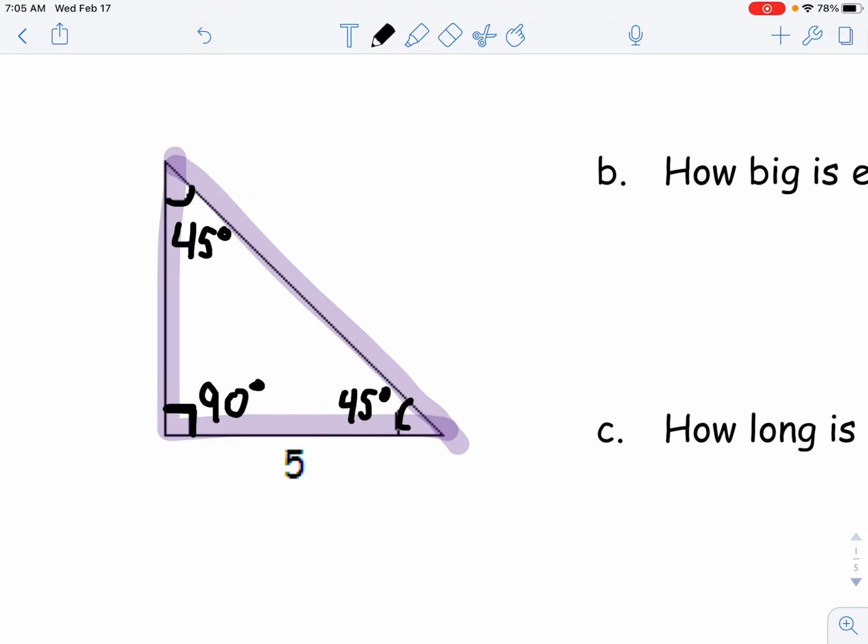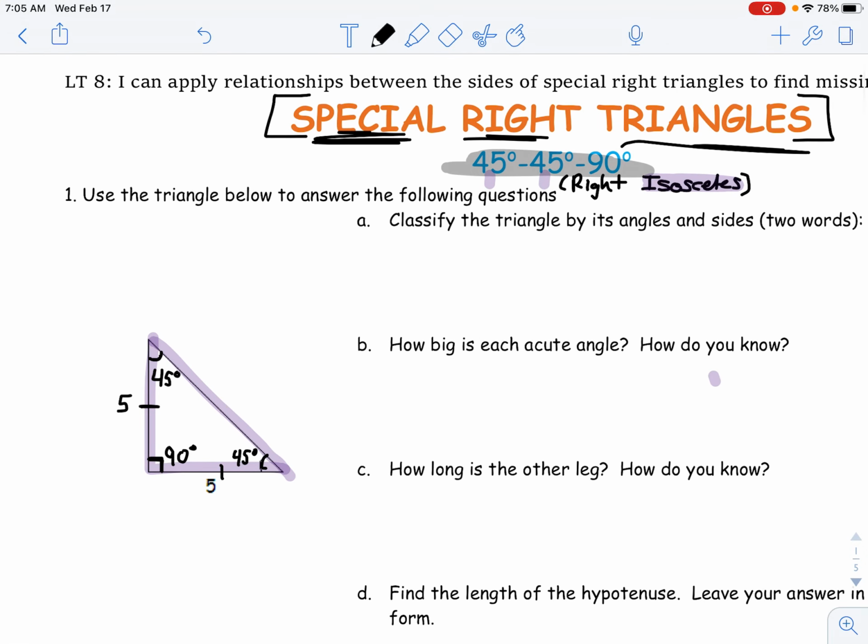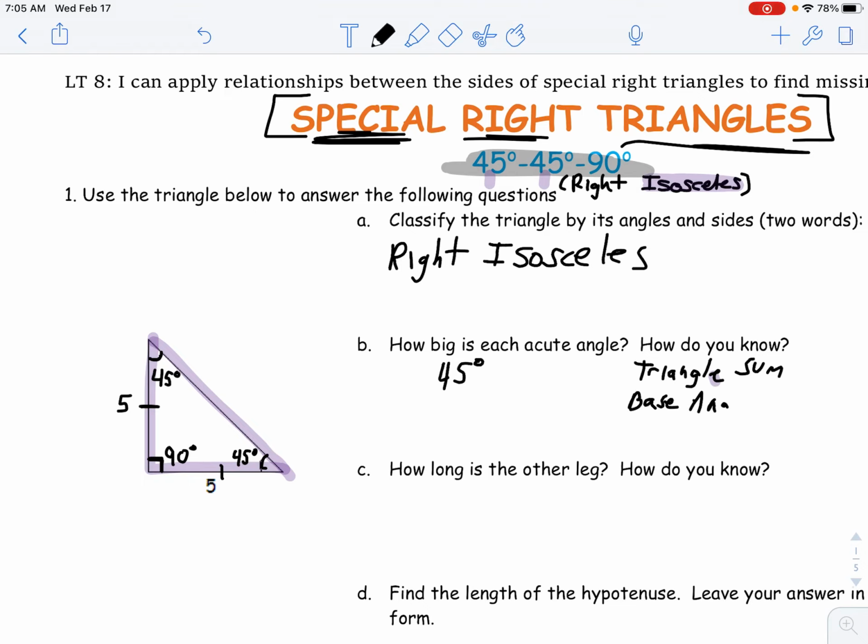All right, so then we use the base angles theorem. Since we have two base angles that are congruent, those legs are the same, so that's 5 as well. All right, so classify: right isosceles, we kind of already talked about that. How big is each acute angle? 45 degrees. How do we know? We can be very precise and say triangle sum theorem, and then base angle theorem.